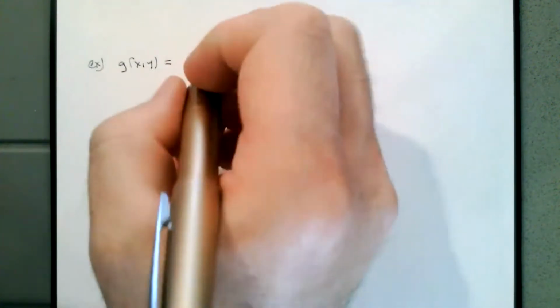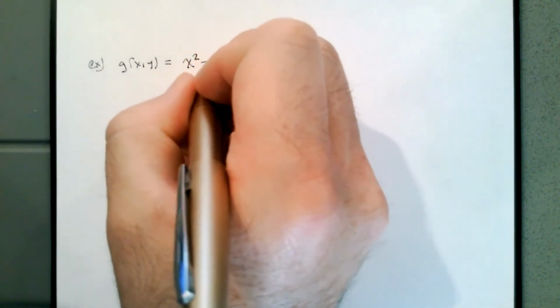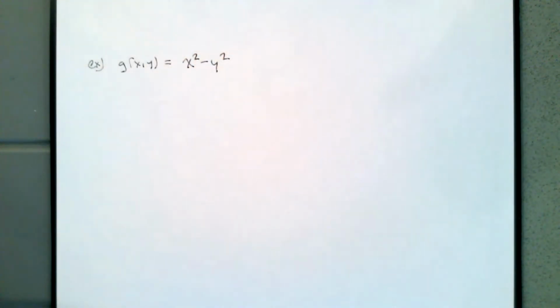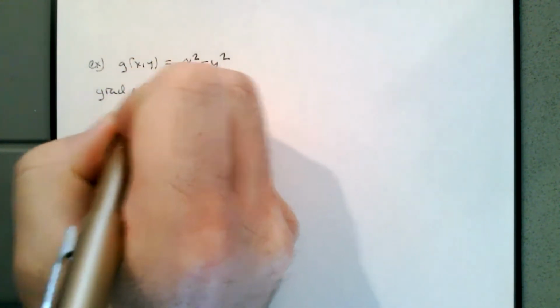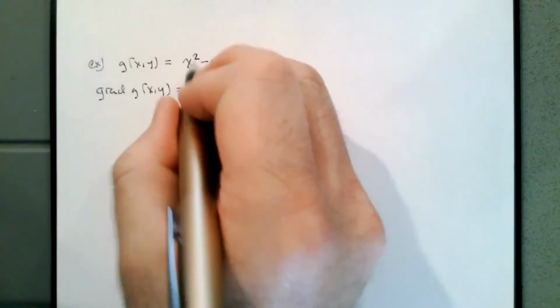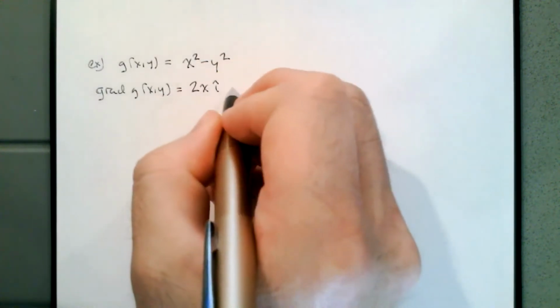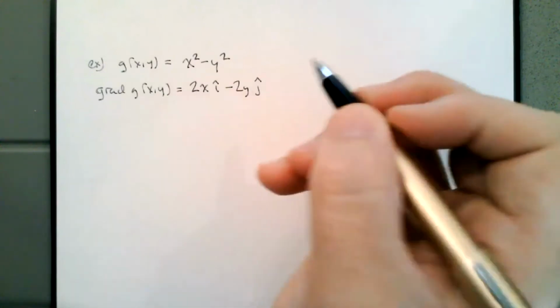When you're doing math problems, it's less about the volume of the problems that you do, and sometimes it's more about the change between one problem to another. Let's take g of xy, and let's just make one of these terms negative. So our gradient of g is going to be 2x times i minus 2y times j.